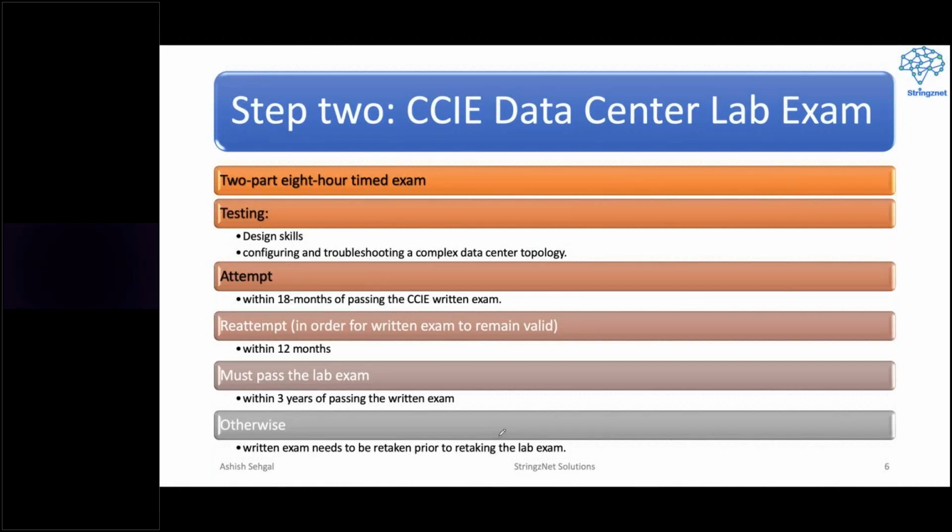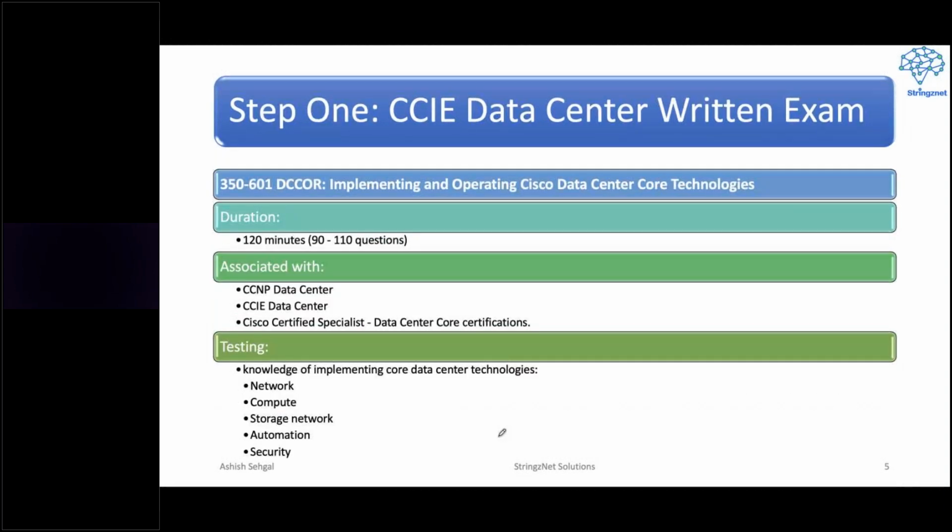A quick introduction about CCIE data center. CCIE data center is a two-step process. One is you have to clear your written examination. I believe most of you know it very well. It is also a qualifying examination of 120 minutes. It is an online examination with 90 to 100 questions, and the passing percentage is approximately 80%.